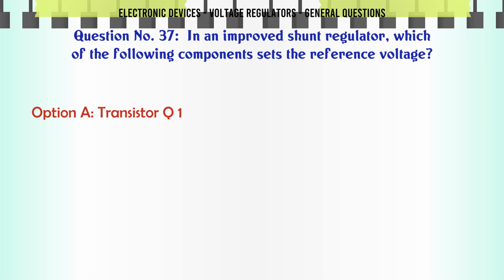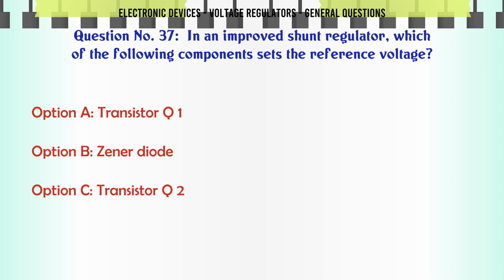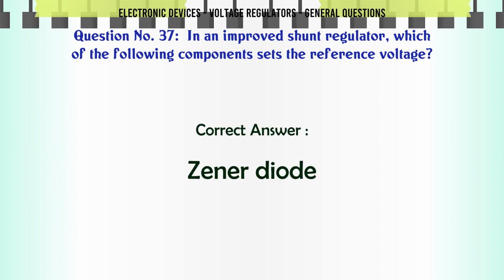In an improved shunt regulator, which of the following components sets the reference voltage? A. Transistor Q1, B. Zener diode, C. Transistor Q2, D. RS. The correct answer is Zener diode.